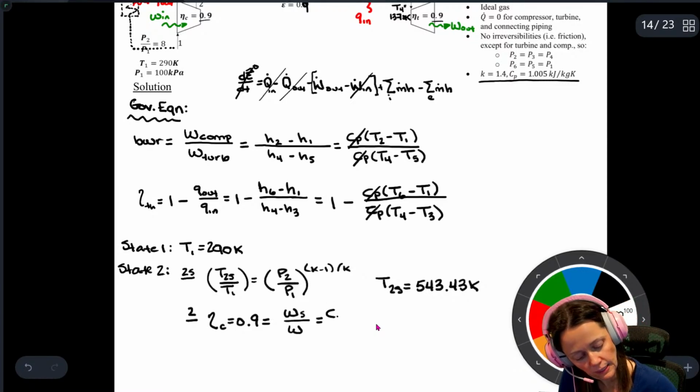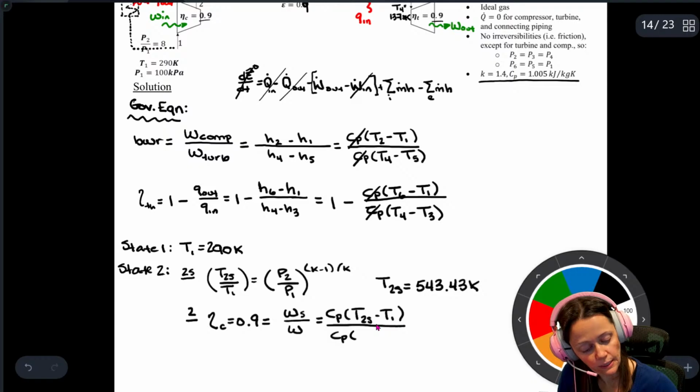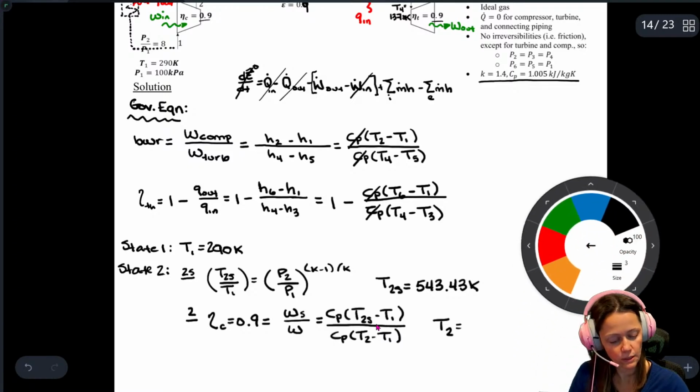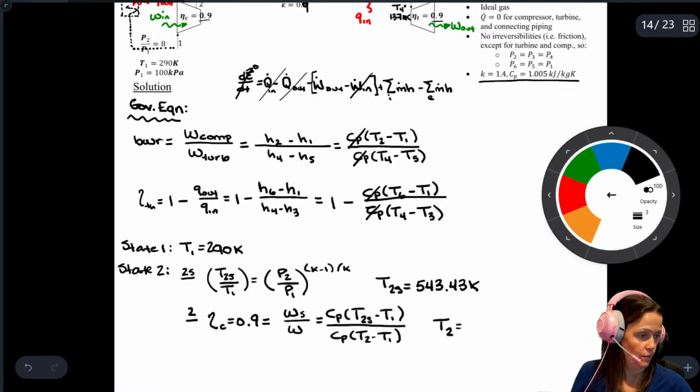This is going to be CP (T2s minus T1) over CP (T2 minus T1). So the T2, let's see what that is.